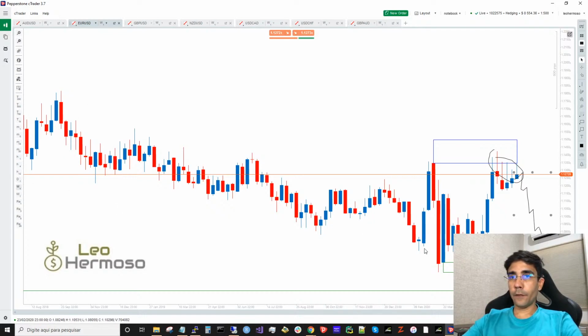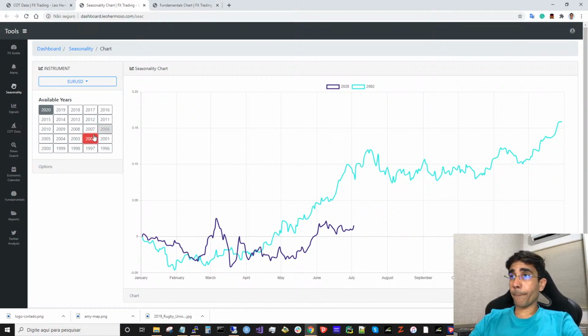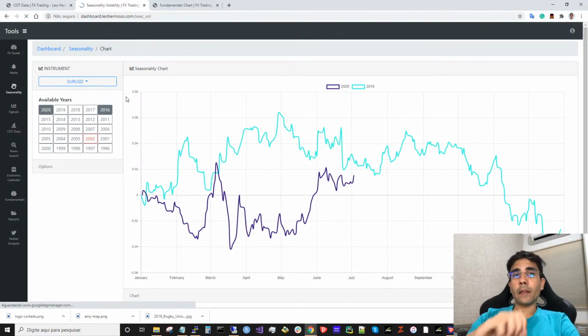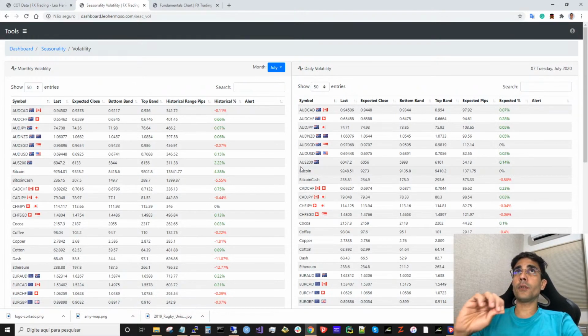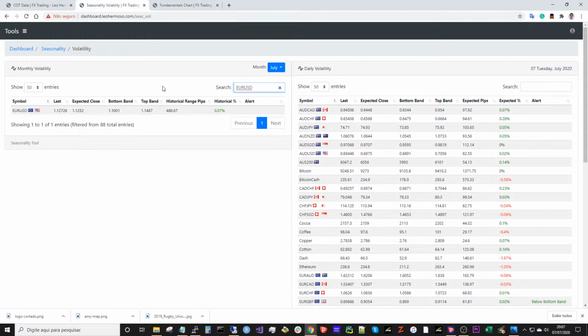Okay, and if you remember, I discussed in the previous weekly report what's the expected volatility for Euro USD for the month of July. So the expected close is exactly 1.12502, and the bottom band or the expected low is 1.10, and the expected high is 1.14, and the historical range, from low to high, is 400 pips.